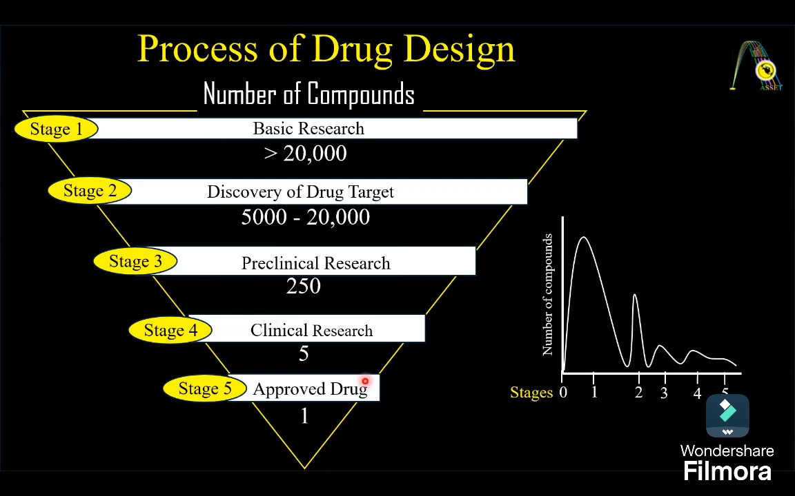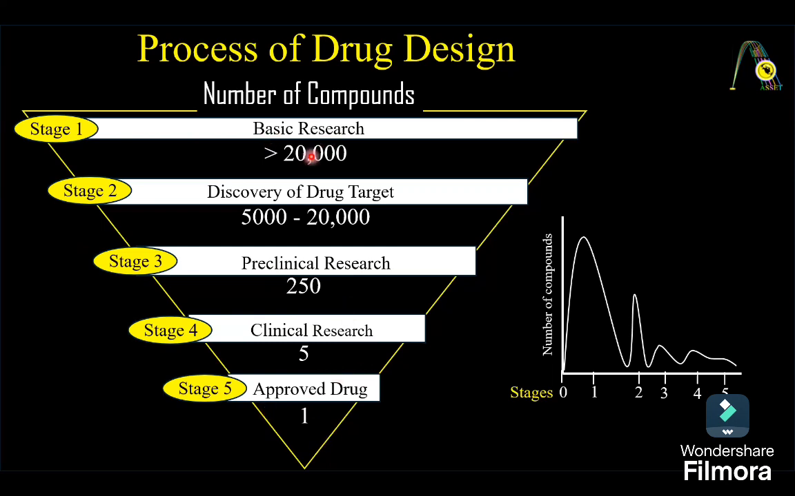Then stage 4 is our clinical research stage. This would be our human studies. We might find that there are 5 compounds that we have identified, moving from greater than 20,000 to 5 here. Then finally, our stage 5 is our drug approval process. This is before we approve it with the FDA. So the FDA might just end up approving just one compound.